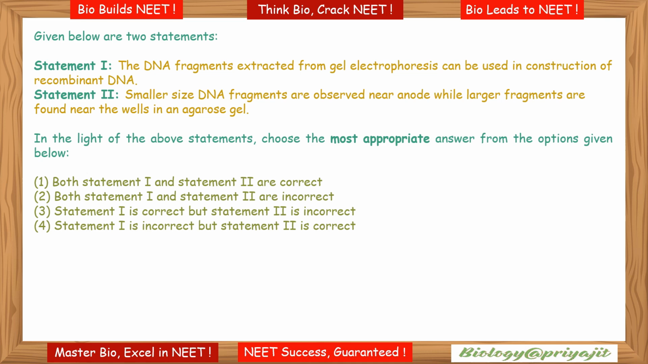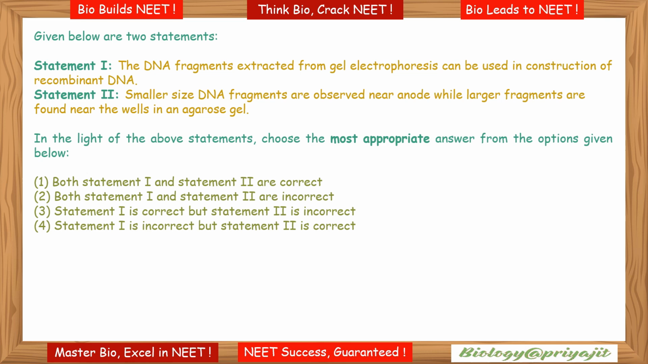Statement 1: The DNA fragments extracted from gel electrophoresis can be used in construction of recombinant DNA. Statement 2: The smaller size DNA fragments are observed near the anode while larger fragments are found near the wells in an agarose gel. In the light of the above statements, choose the most appropriate answer from the options given below. Both statement 1 and 2 are correct. Both statement 1 and statement 2 are incorrect. Statement 1 is correct but statement 2 is incorrect. Statement 1 is incorrect but statement 2 is correct.